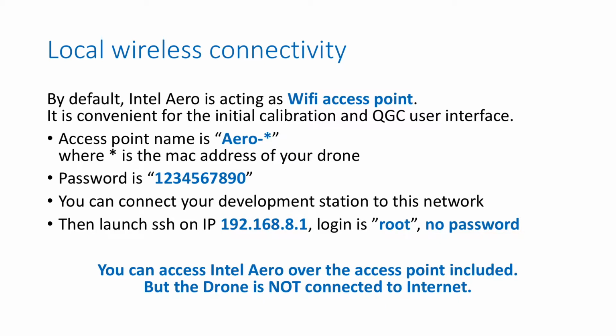192.168.8.1. Login is root, and there is no password. You can set a password after connecting. So you can access Intel Aero over the access point included, set up by default, but the drone is not connected to internet with this method. So you can't install packages or do things like that.